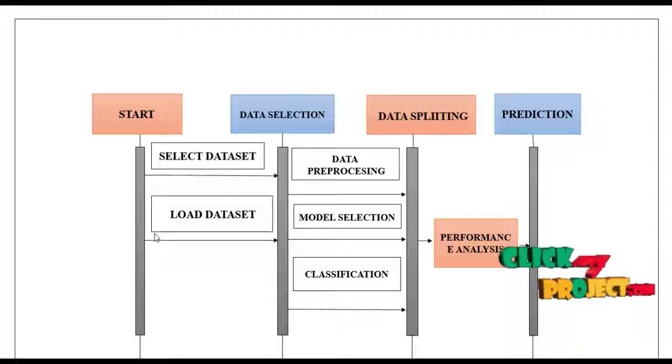And this is a sequence diagram. From the start point, we select the data and load data, and then data selection. After data selection, data pre-processing, and then model selection and the classification. In the data splitting, we split it, and then performance analysis, and then predict each and every image of the data set.